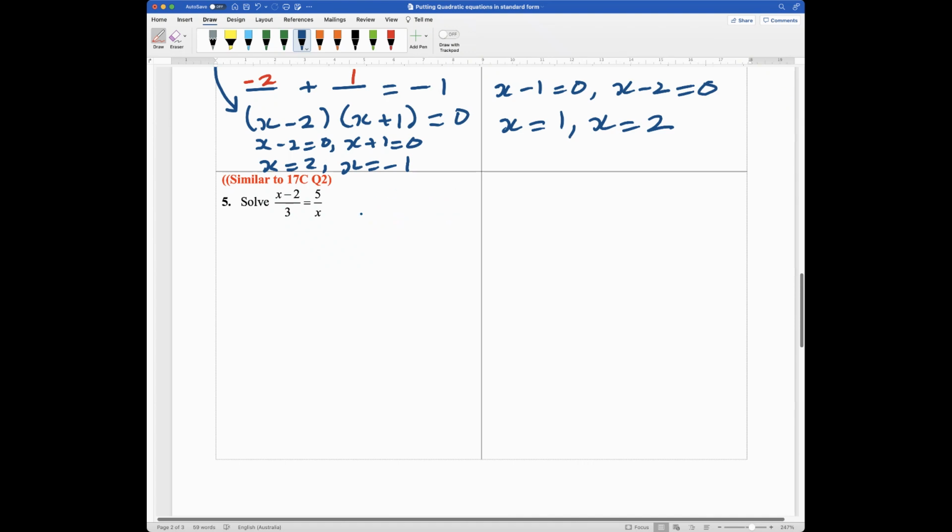So you notice that you've got one fraction equal to another fraction. In that case, cross multiplication is best. Okay, now that means you times that by that and that by that. So we get x outside of x minus 2 is equal to 5 times 3. Okay, which is just 15. So you might as well just put 15 there.